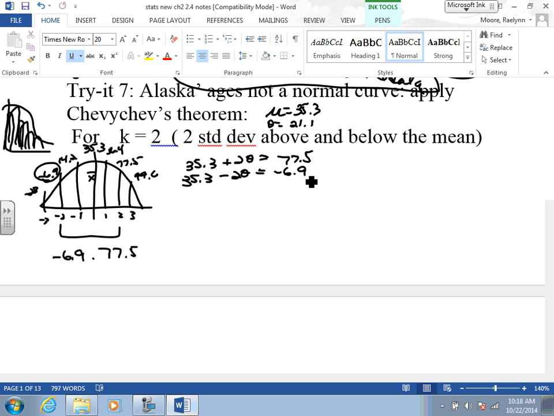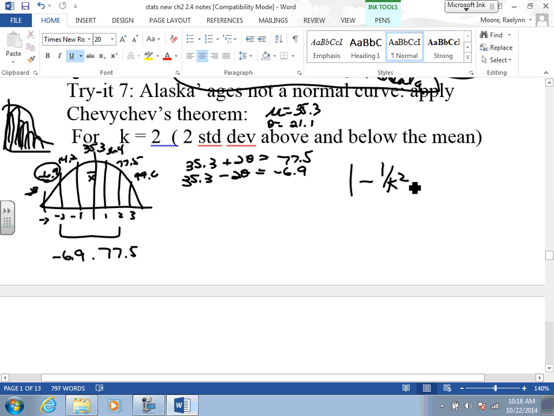So therefore, I could do this either way, right? And find out these values. Problem is this. Was this a normal curve? No. So it does not fit these percentages. So to figure out what percentage is plus or minus 2, I have to apply Chebyshev's formula.